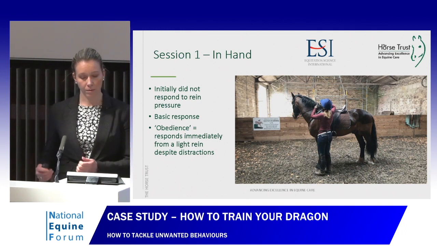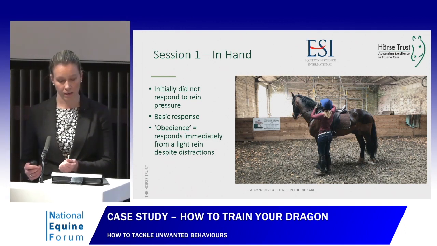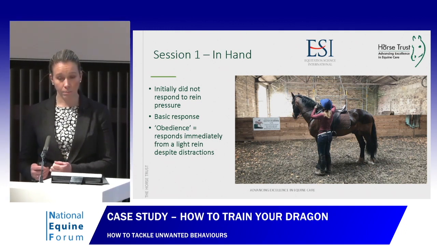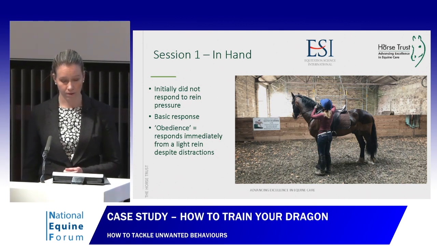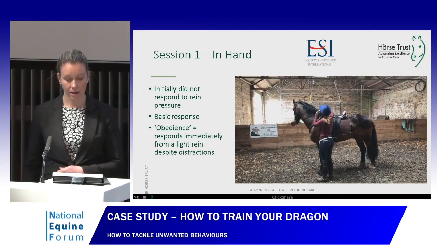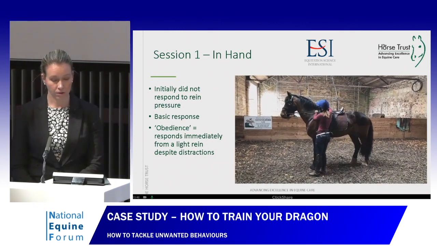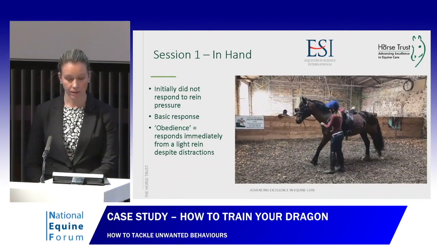So initially, when I put my hands either side of his neck, as you can see in this picture, and pulled back on his mouth, there was no pressure whatsoever. So we retrained that, and you can see Hannah now, he's a bit distracted by something, but she puts rein pressure on and he immediately steps back.